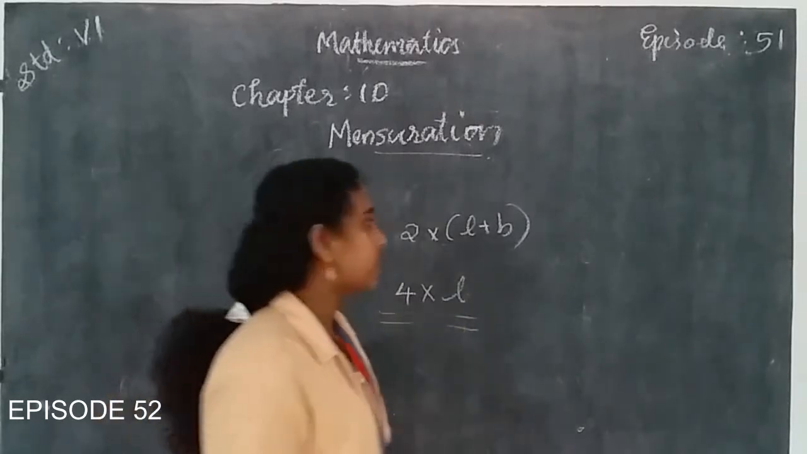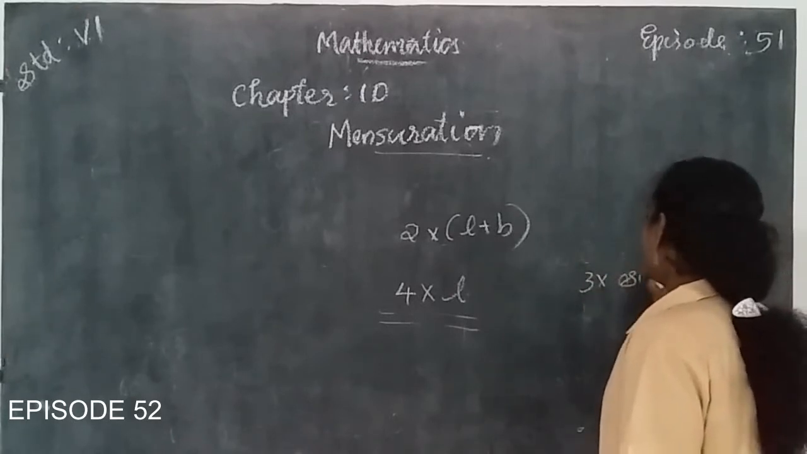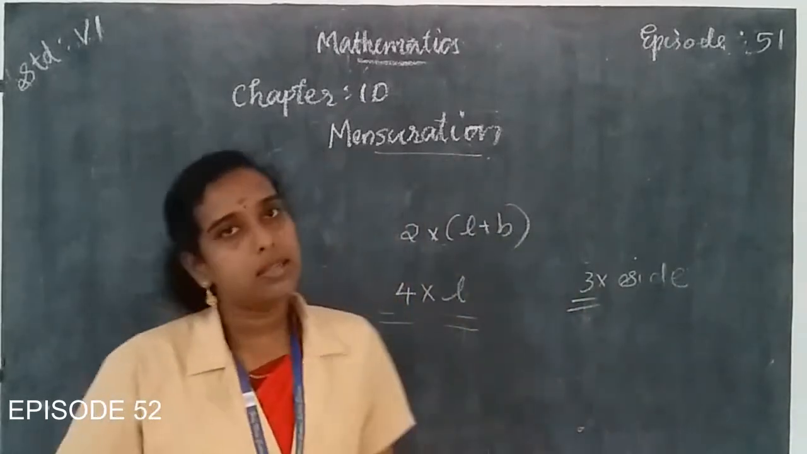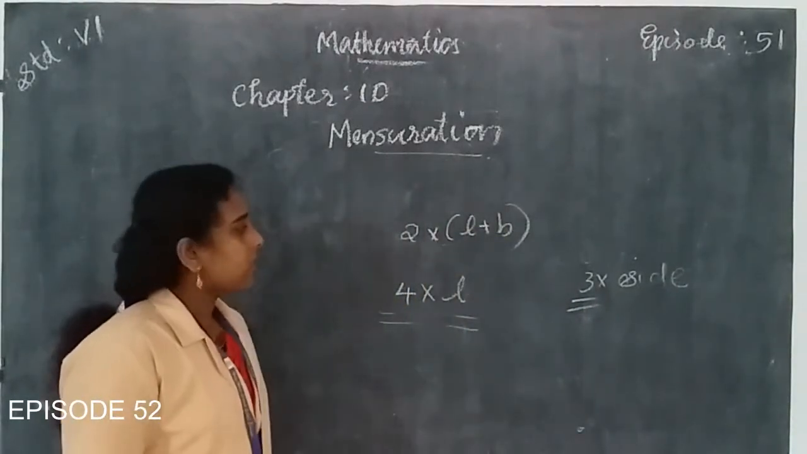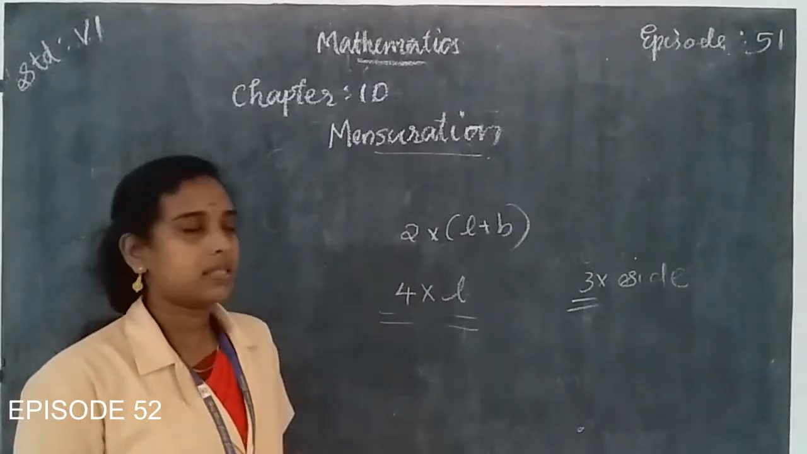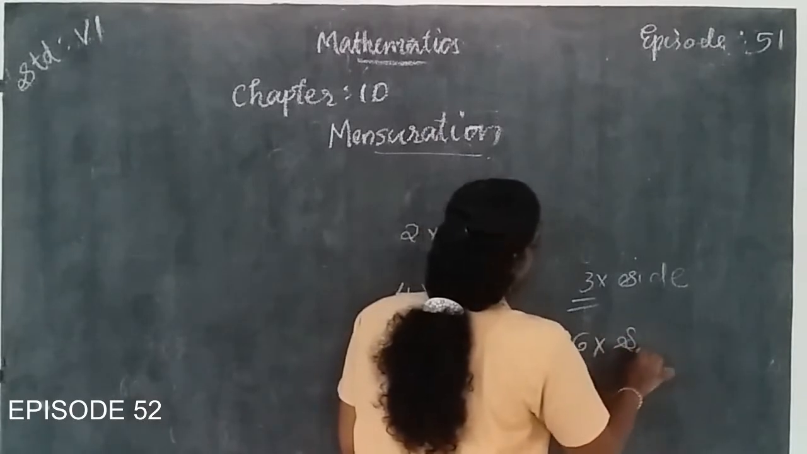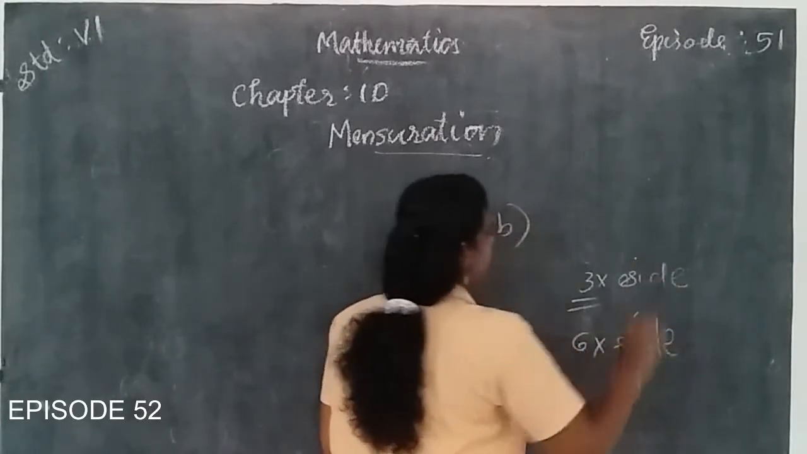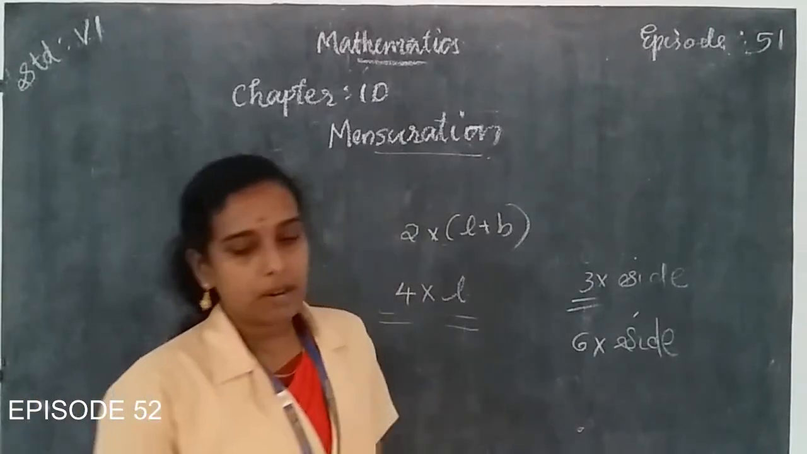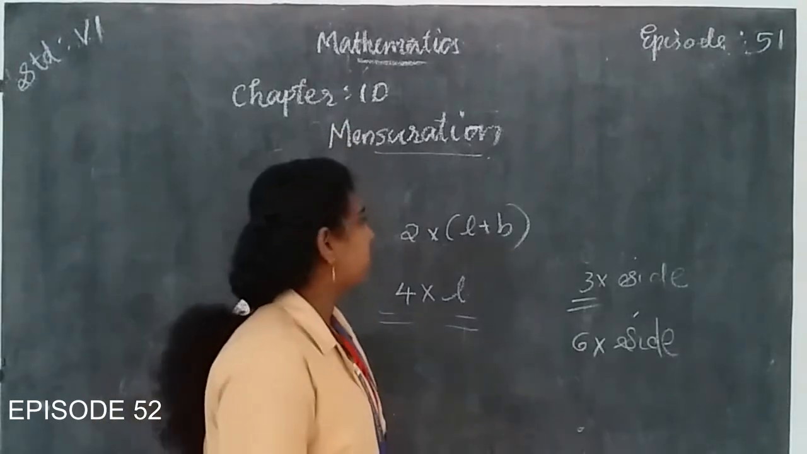Like an equilateral triangle, the equation will be 3 into length of one side, as 3 is the number of sides in an equilateral triangle. Then if you consider a regular hexagon, it has 6 sides, so 6 into length of one side is the equation to find the perimeter of a regular hexagon. Like this you can find the perimeter of any regular shape.